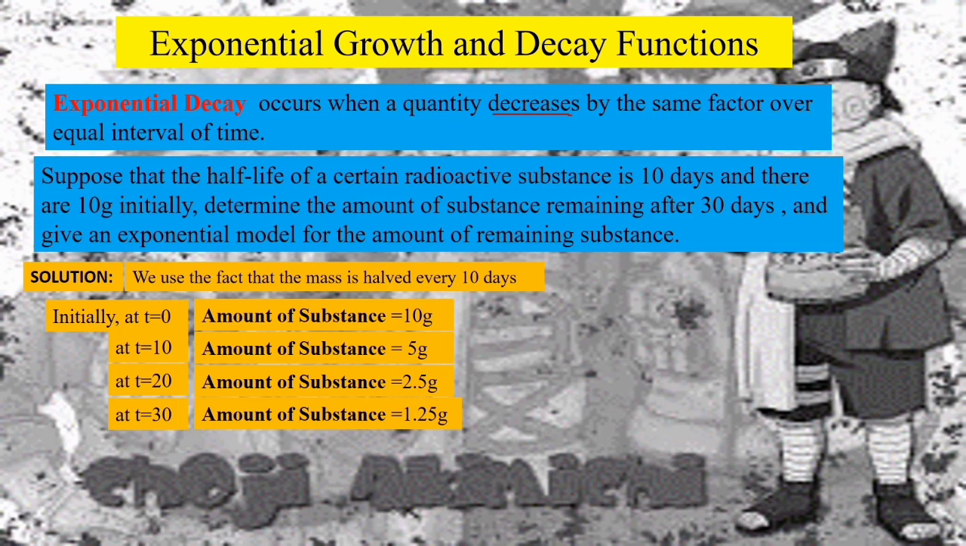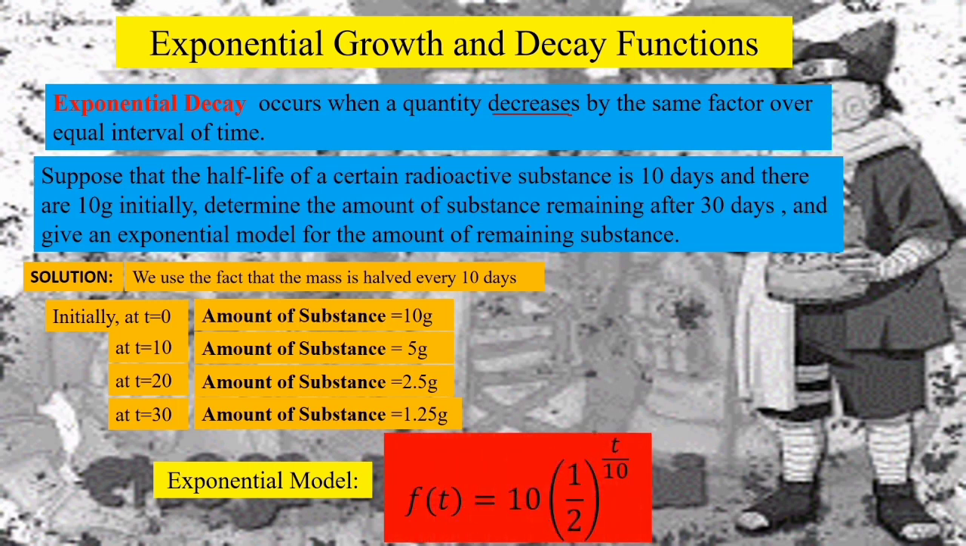So, paano natin to ilalagay? O paano natin siya isusulat in exponential model? So, exponential model is y or f of t is equal to 10. Bakit 10? Ito yung initial mo. And 1/2 kasi nahahati yung kasi dun sa word na half-life. Kaya 1/2 raised to the power of t over 10. Kasi nga every 10 days. Nakuha ba? Okay.